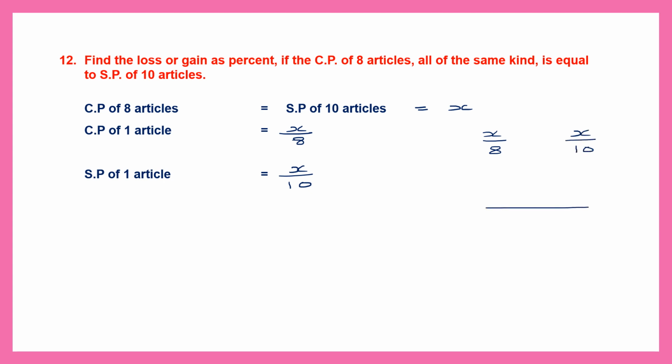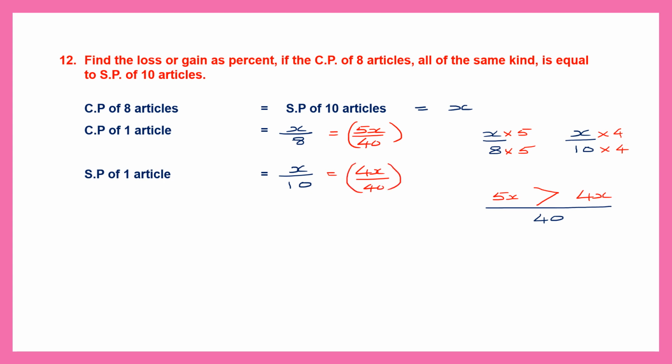We found out from the previous one that when you have 8 and 10, the LCM is 40. Here 8 into 5 is 40, so x into 5 is 5x. And here 10 into 4 is 40, so x into 4 is 4x. So here we have 5x and 4x. Which is greater? 5x is greater. And where is 5x? Cost price. So cost price is greater. Let's write this here: cost price is 5x by 40, and selling price is 4x by 40. So now we know that cost price is greater than selling price.